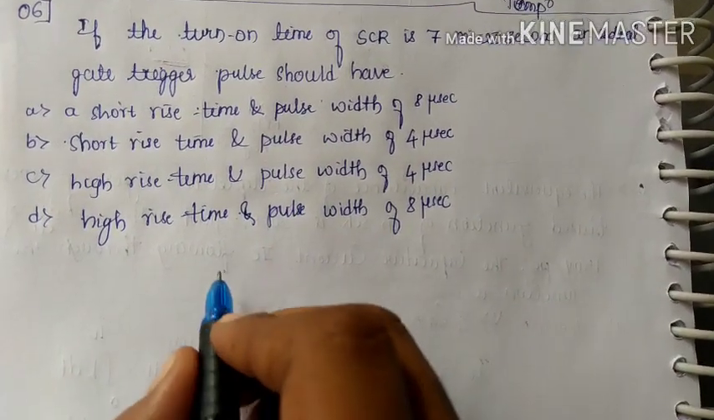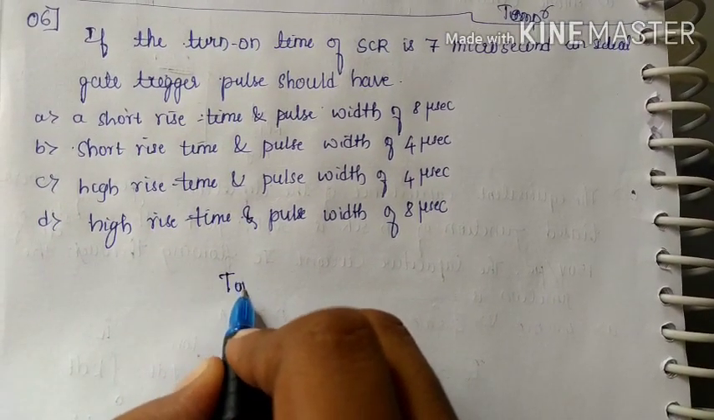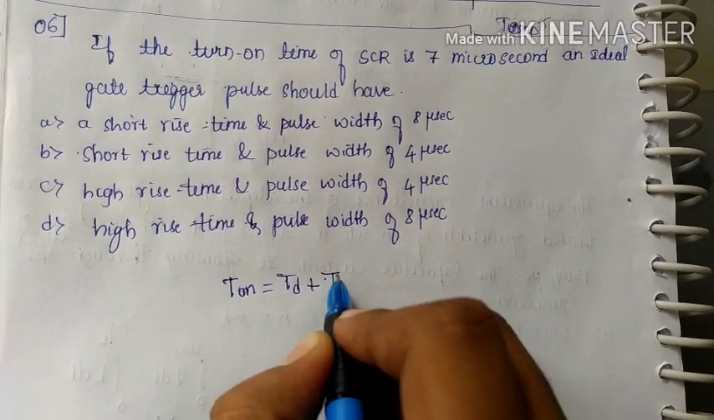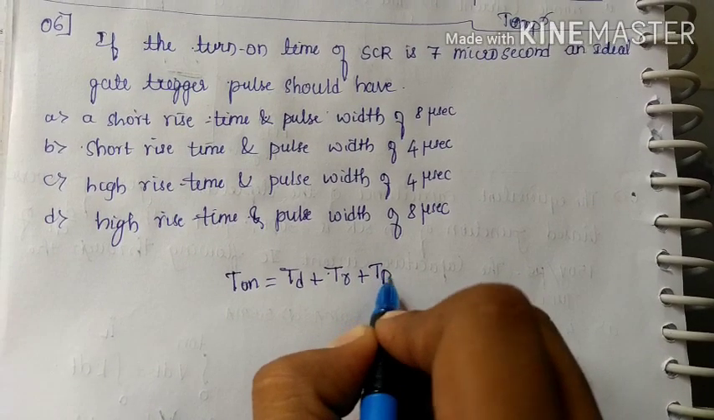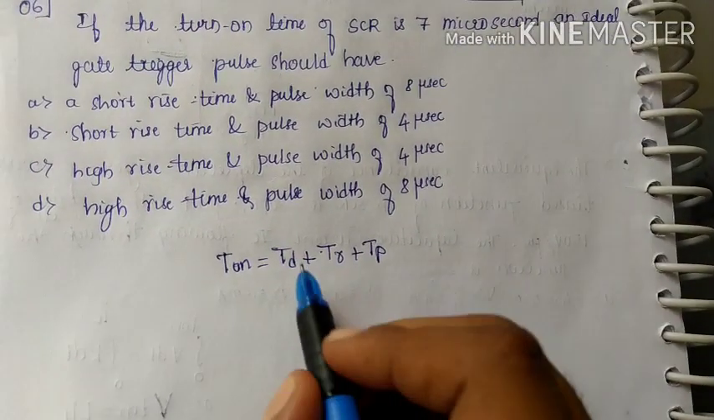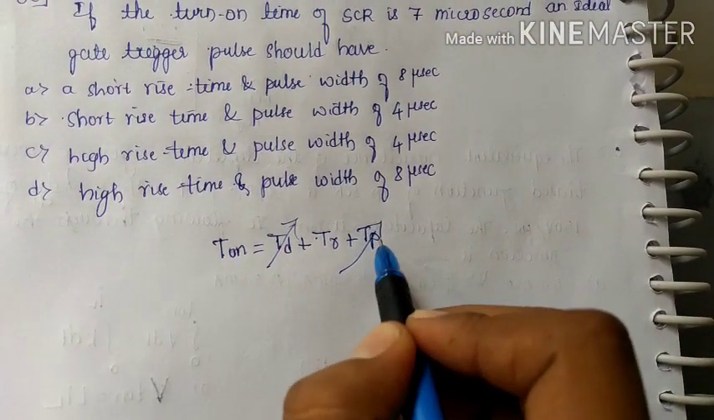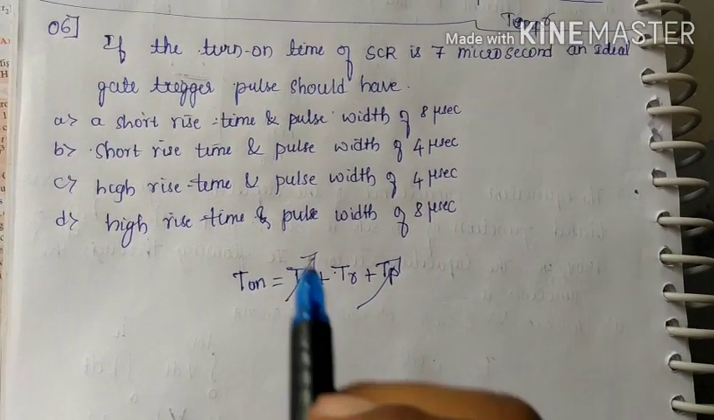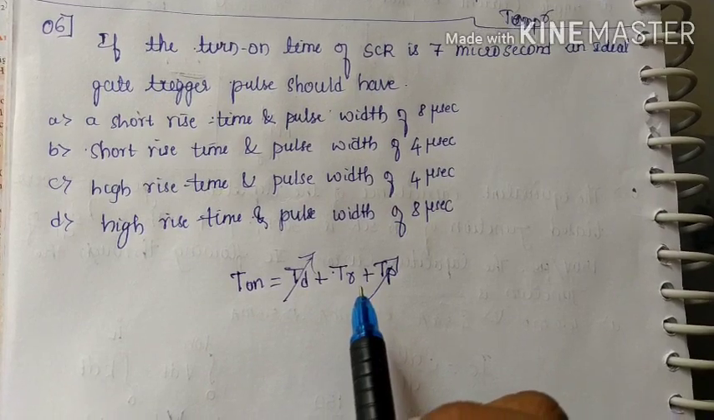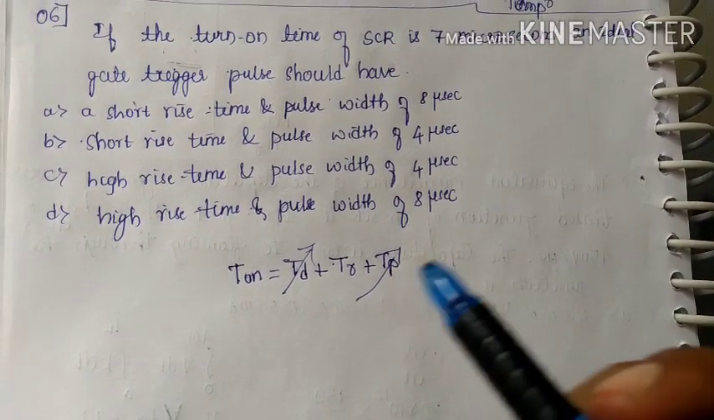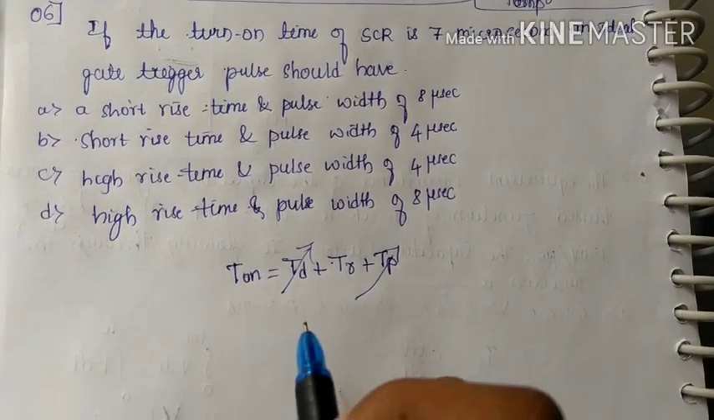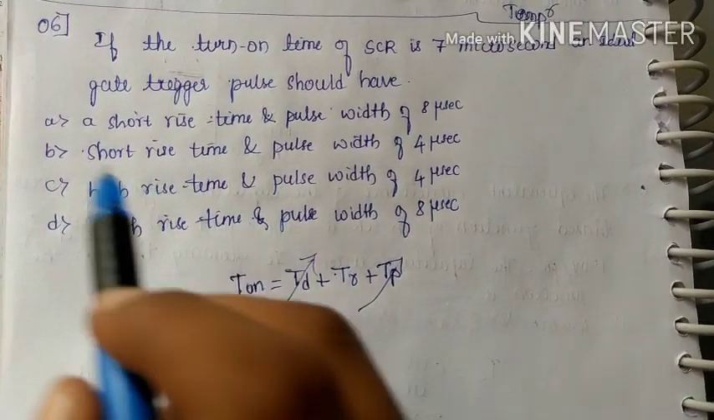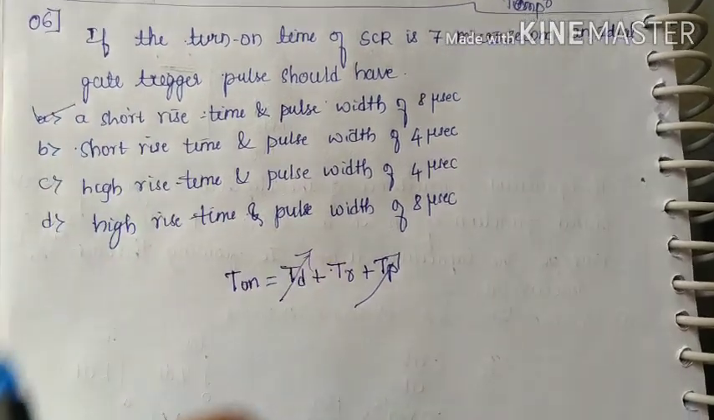So as we know, the turn on time of SCR is the sum of delay time plus rise time plus spread time. So here we know that delay time and spread time are fractions of microseconds, but the ideal gate trigger pulse should be nearer to the SCR turn on time. So that will be 8 microsecond. So option A will be the answer.